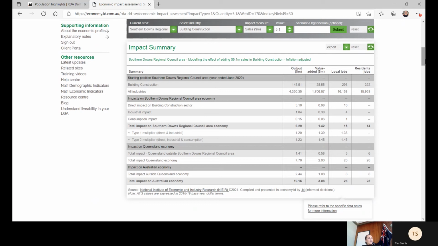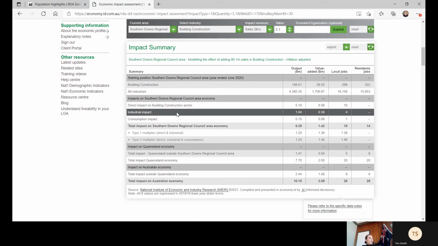Yes, exactly. So your consumption impact is about the people who are working on that project, what they are spending in your community, and the flow on from that. Because they're going and buying at the bakery, and then there's flow on as the bakery then spends the money, and it talks about the way that money moves through the economy. The industrial impact is about the goods that needed to be purchased, or the services that need to be purchased, to deliver the project.